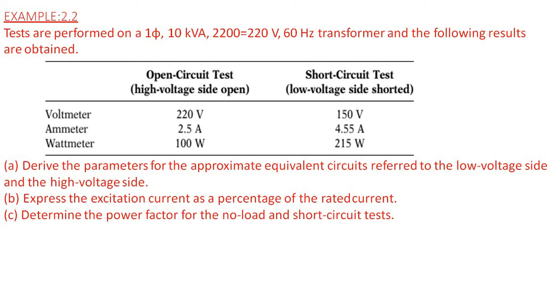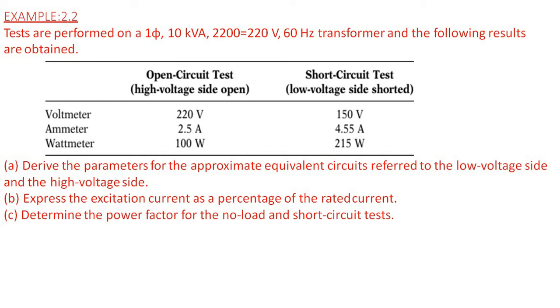Next, a simple problem. Example: the tests performed on a single phase 10 kVA, 2200 volt to 220 volt, 60 Hz transformer give the following results. Open circuit test, high voltage side open. Short circuit test, low voltage side short circuit.